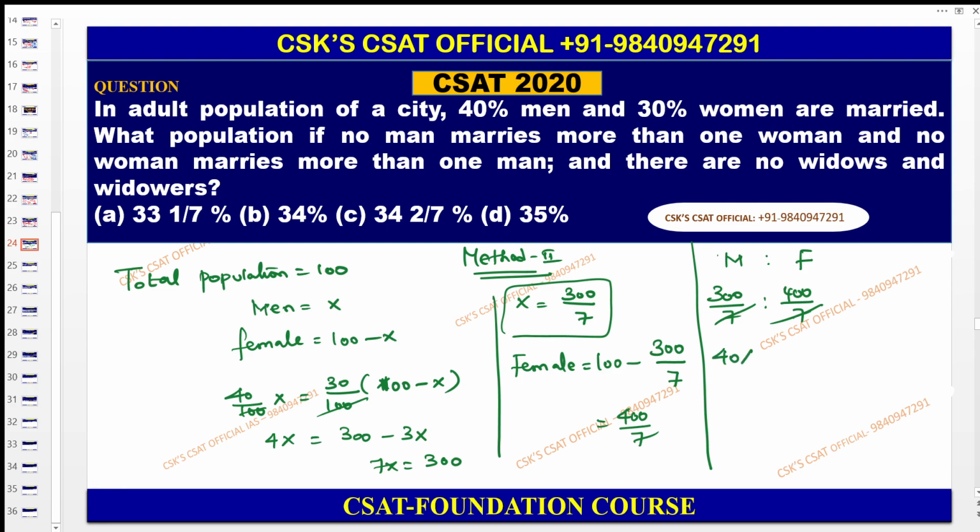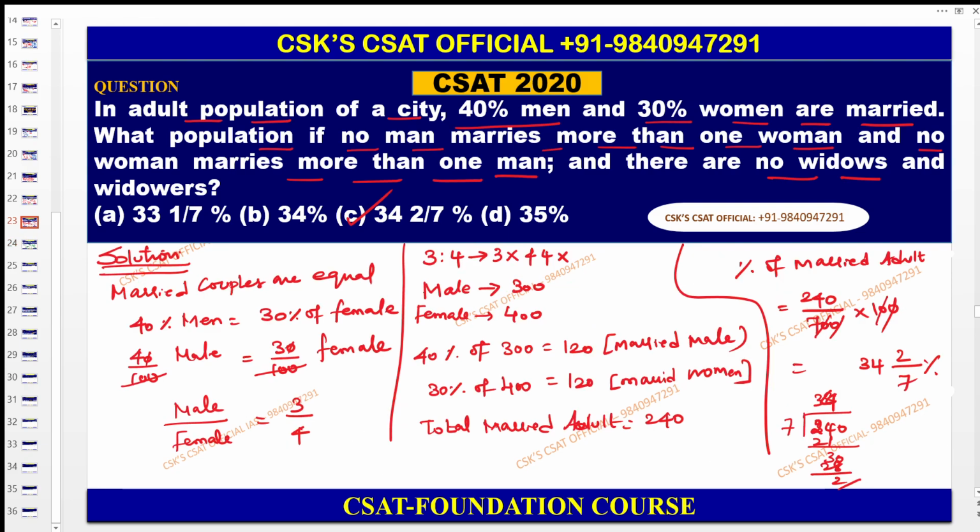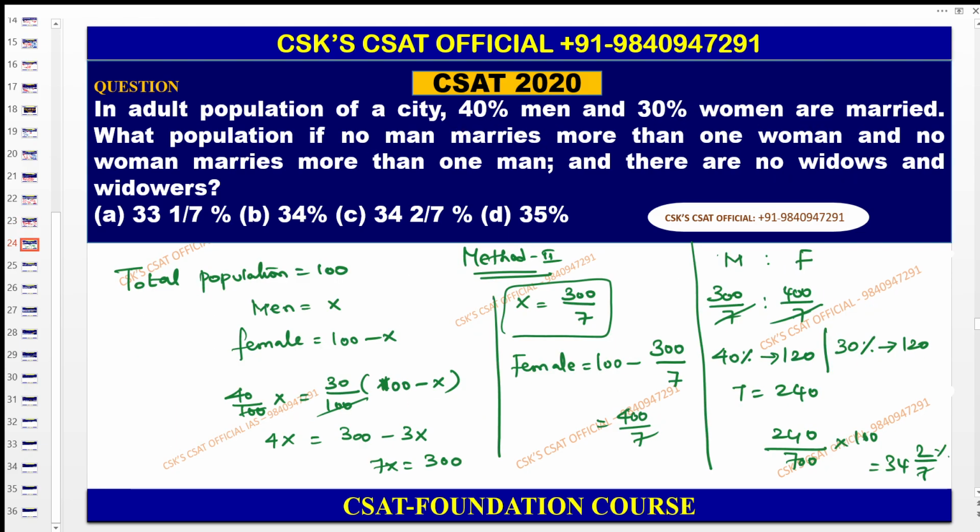So what is 40 percent? 40 percent is nothing but 120. Then what is 30 percent here? 120. Total 240. Same method here. 240 by the number of males and females here, which is 700. 240 are married. Then the percentage, the calculations are the same as the previous method. Right. If anybody has a doubt with this, you can ask, or else we'll move on to the next one. Understood?